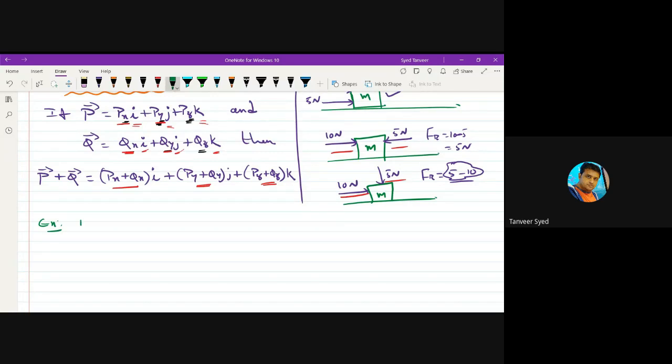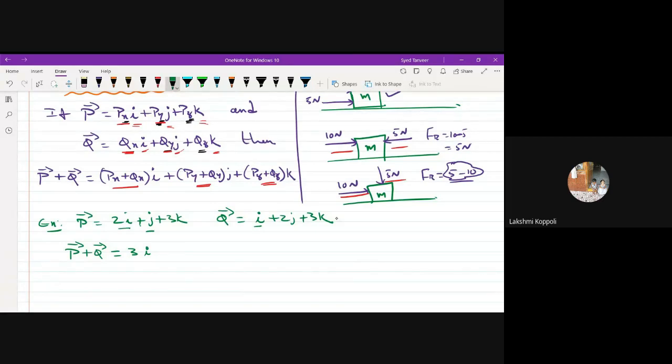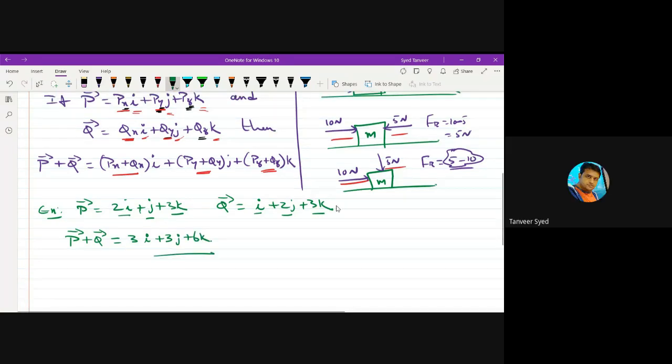We have vector p equal to 2i minus j plus 3k, and vector q is i plus 2j plus 3k. Then the sum of these two vectors, p plus q, will be 3i plus j plus 6k. That's all. Simple.